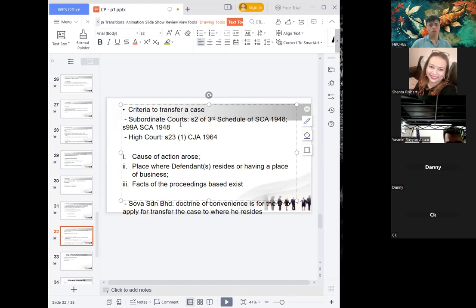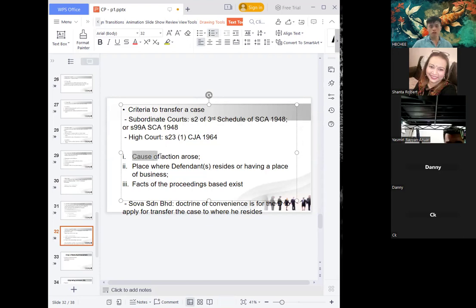Okay, so for you to answer when the question asks whether you can transfer a case or not, you have to see what the criteria are. For subordinate courts, it is Section 2 of the Third Schedule of your Subordinate Courts Act, or S99A of your Subordinate Courts Act 1948. If High Court, it is under section 23 sub 1 of your CJA 1964. But the criteria are the same.